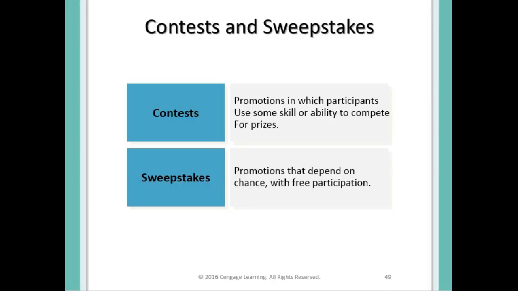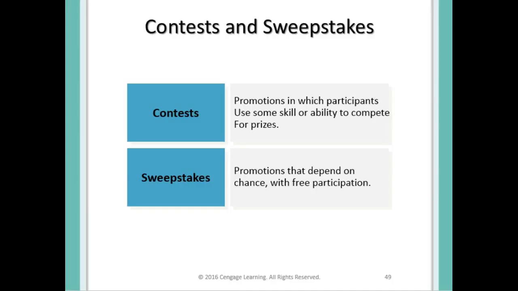Contests and sweepstakes are designed to create interest in a good or a service. This is often used for switching brands, the consumers who are willing to go from brand to brand. They're not really effective for long-term sales, but are good for short-term increases in sales as well.